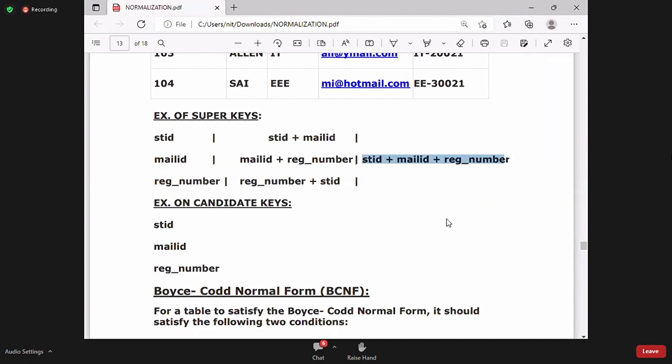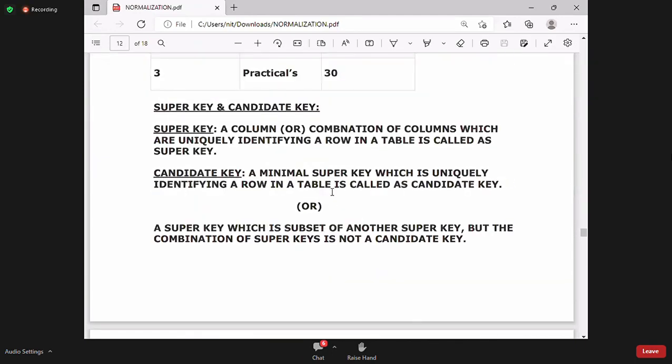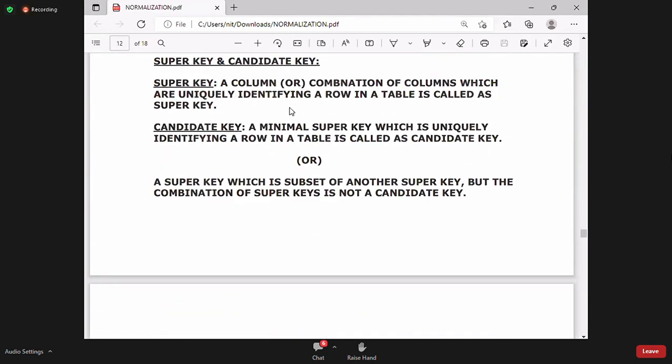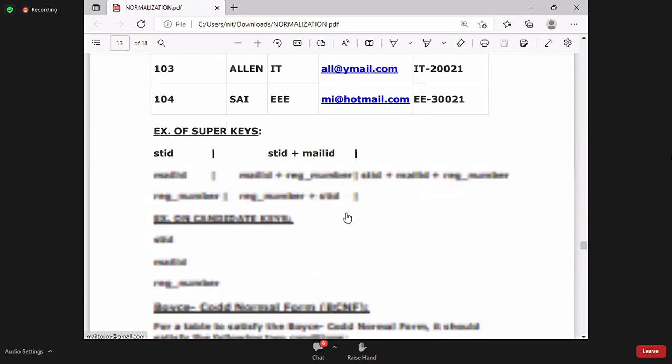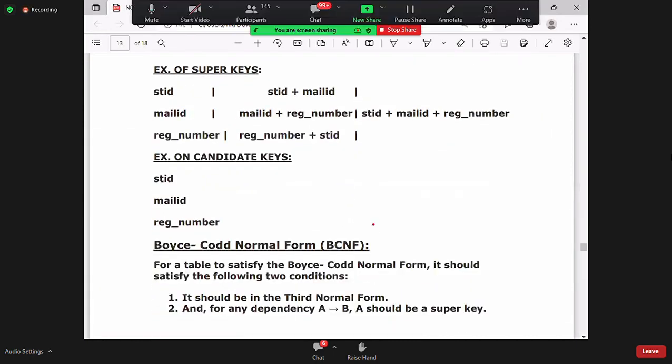Second one is what now? Candidate key. Carefully observe. Candidate key. So candidate key definition, read: a minimum or minimal super key which is uniquely identifying a row in a table is called a candidate key. A minimal means here, 3 level combination.